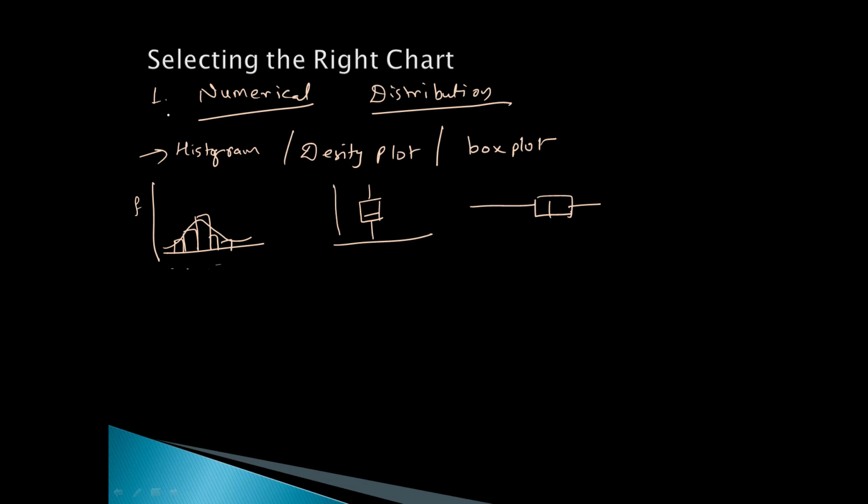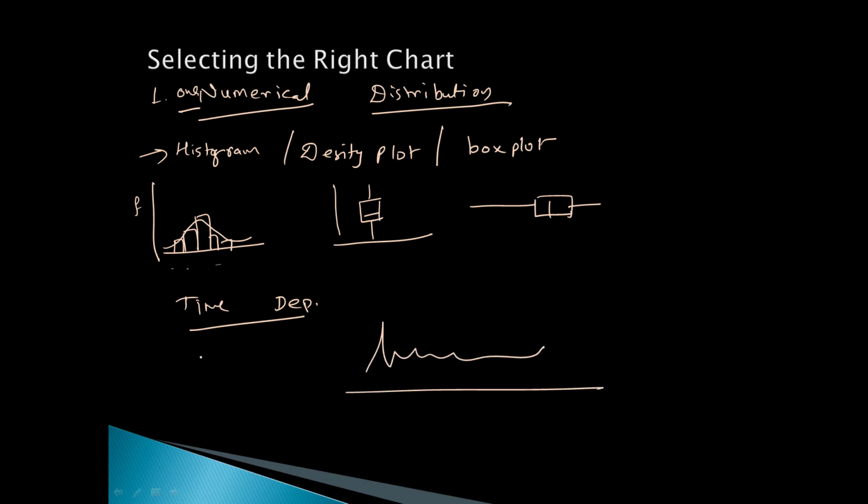Also, if you have just one numerical variable, but the numerical variable is time dependent, basically time series data, and you are looking at the pattern, then you might use a line chart here, which shows you how the variable changes with respect to time.